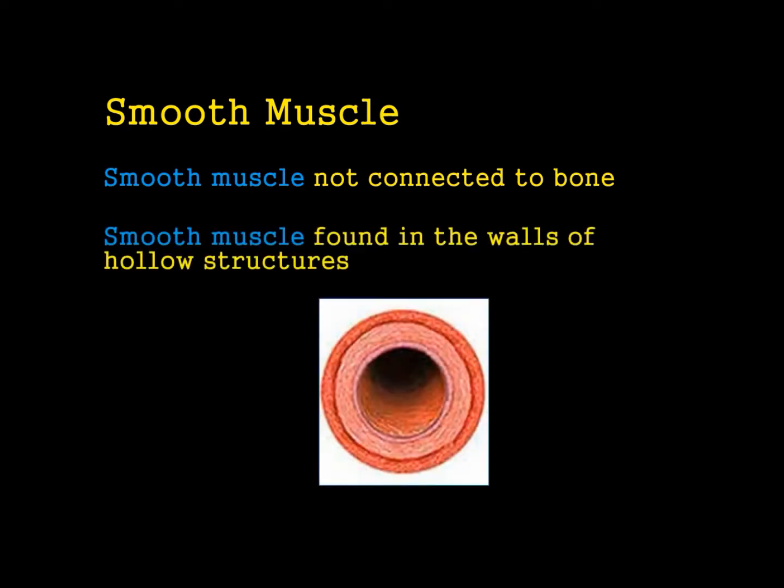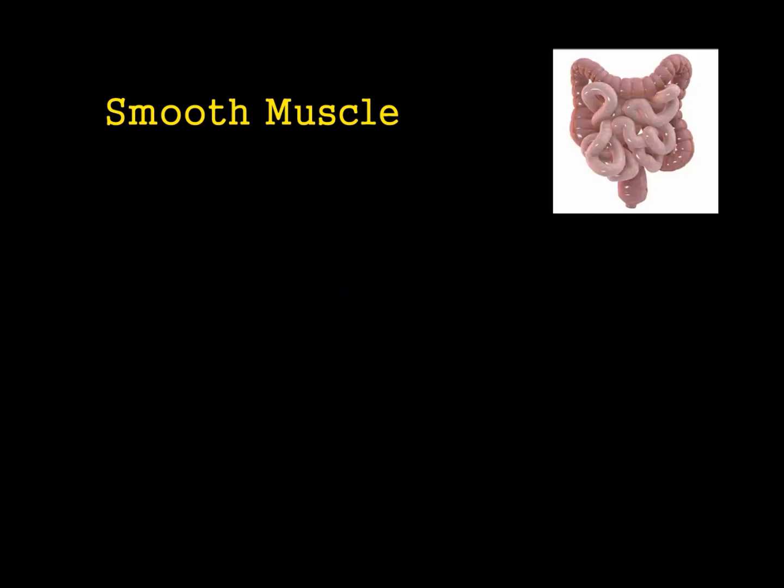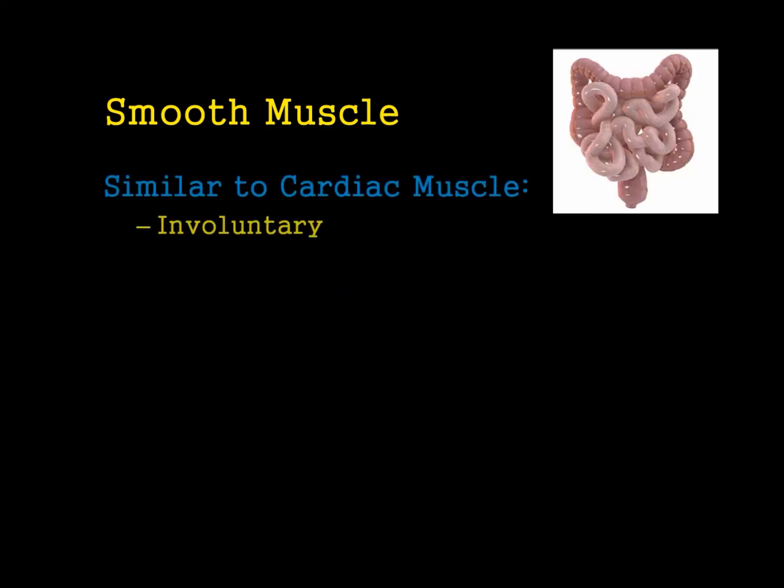So for example, here is a cross-section of an artery, and you can see here the light pink layer is the muscular wall that surrounds the artery, and that allows the artery to contract and squeeze blood through. But it does have some similarities.